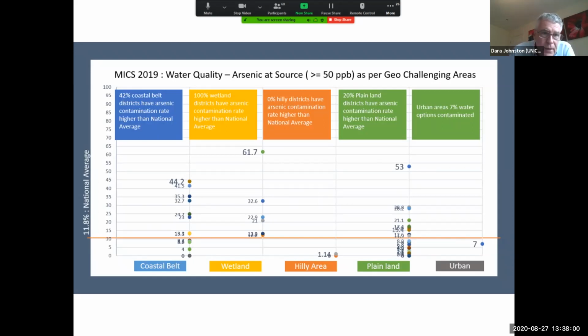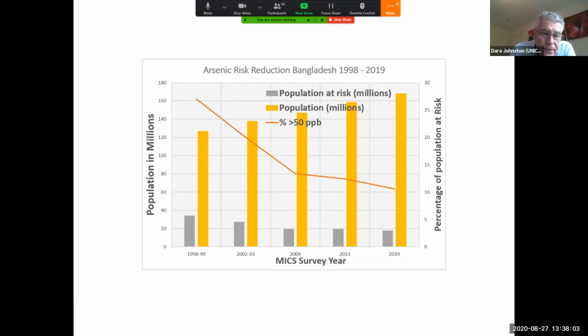Next slide. What we have seen is a considerable reduction in arsenic contamination since 1998. It has gone from 27% down to 11% in 2019, but the absolute numbers are still quite high. The decrease has only gone from 34 million people to 18 million people at risk, and this is because of population increase. So the 18 million is about 11% of the population.